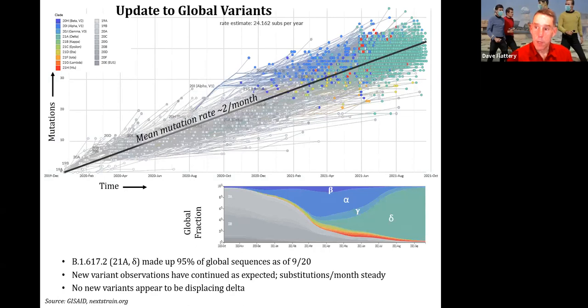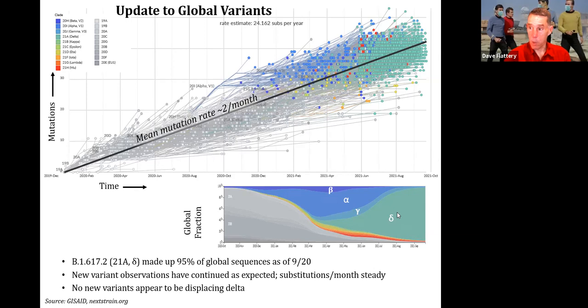Okay, so an update to global variance. This graph doesn't look a lot different than it did last month. So mutation rate is pretty much the same, about 2 substitutions per month on average. And all these turquoise looking dots are all Delta variant, different versions of the Delta variant that have been sequenced. That hasn't really changed much since August, other than the mean number of substitutions went up by a couple.